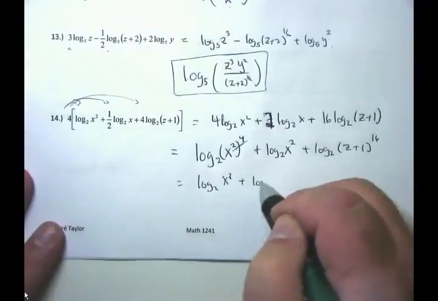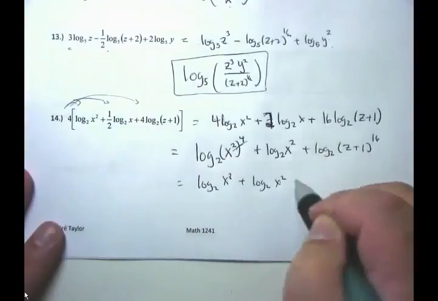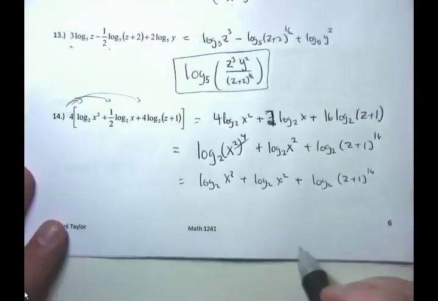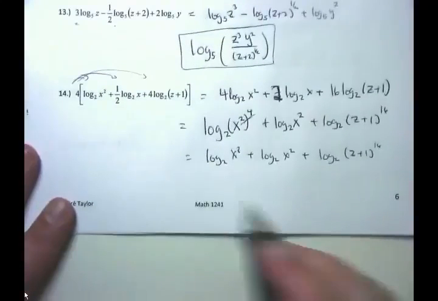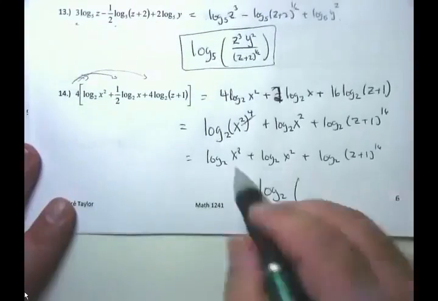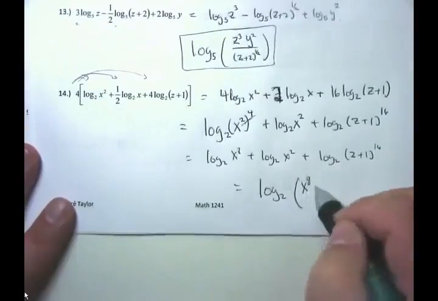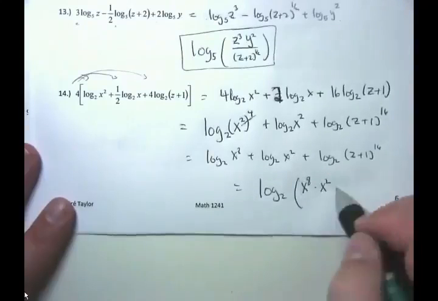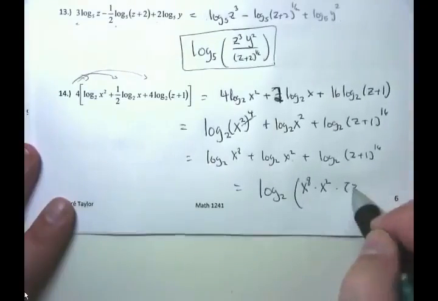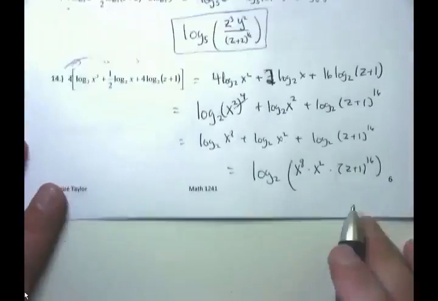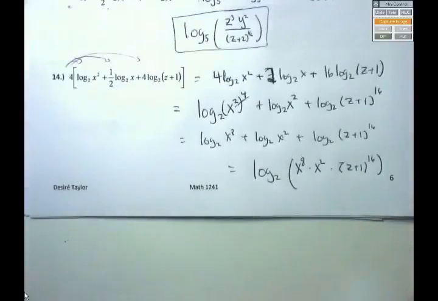So this is the log base 2 of x to the 8th plus the log base 2 of x squared plus the log base 2 of z plus 1 to the 16th. It's all pluses. Now turn to one big log. This would be the log base 2 of x to the 8th times, addition turns back into multiplication, x squared times, parentheses, z plus 1 to the 16th.